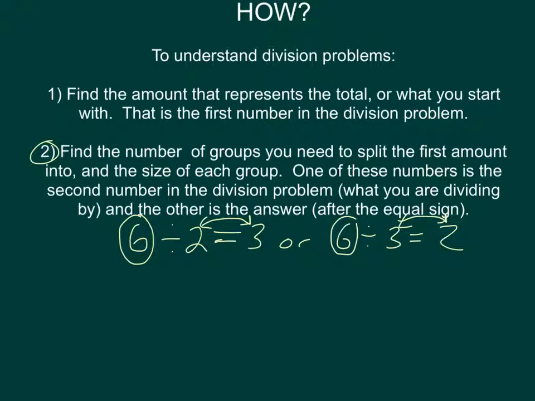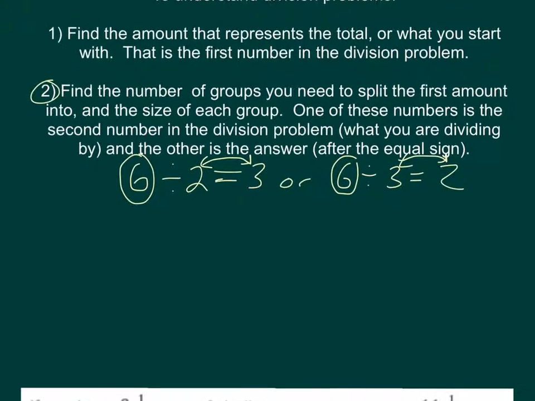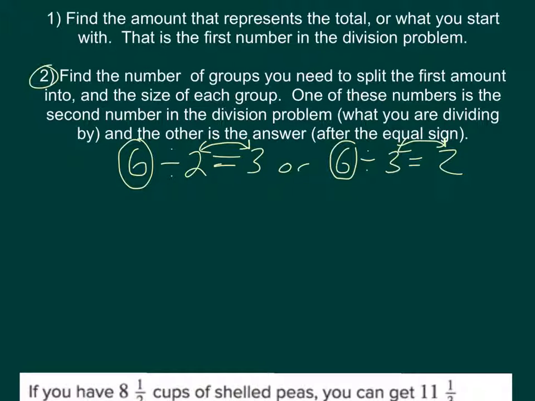So, let's look at this example. Luke walks 1/4 of a mile to his friend's home. How many trips will he make if he walks 2 1/4 miles? So what we want to do is write this into a division problem. Okay, let's find the amount or total that you start with. He walks 1/4 mile to his friend's home. How many trips will he make if he walks 2 1/4 miles? This looks like the total, 2 1/4.